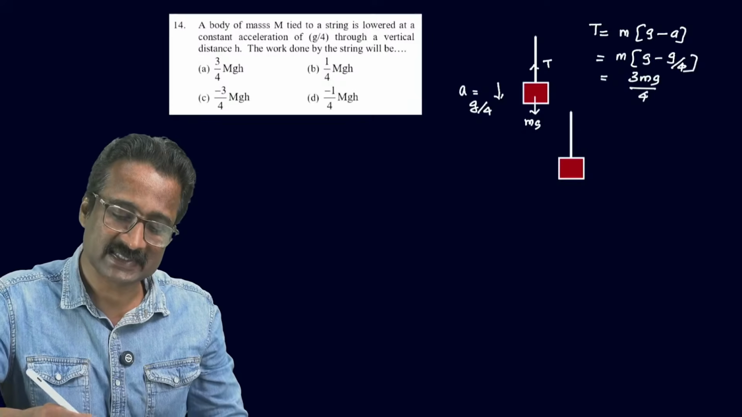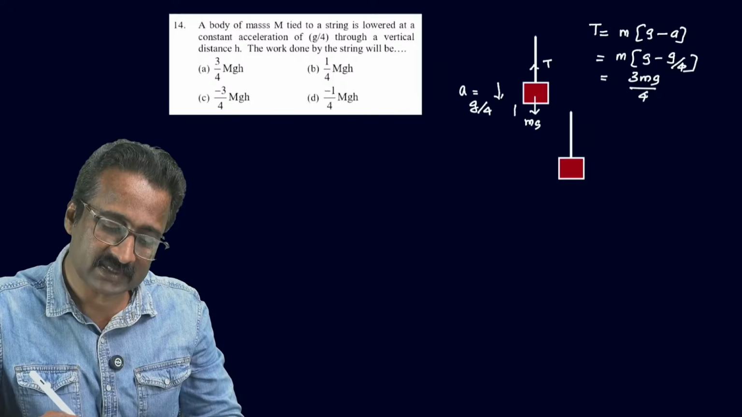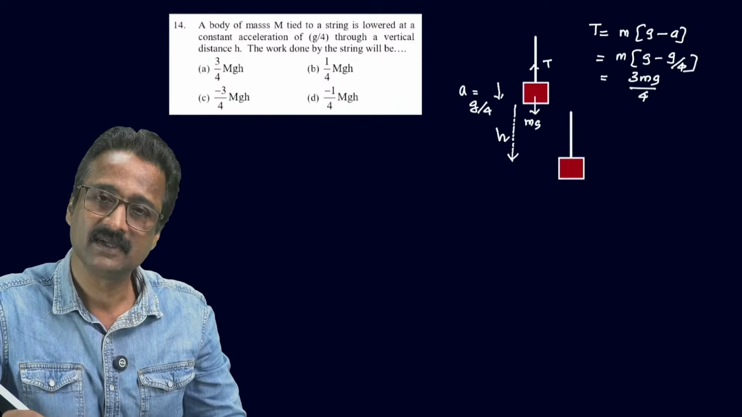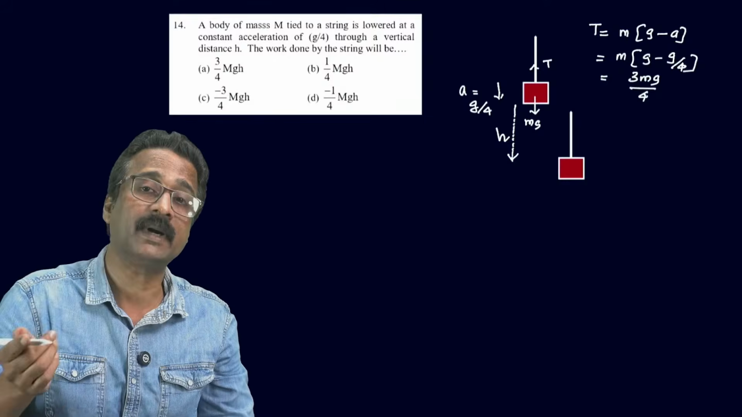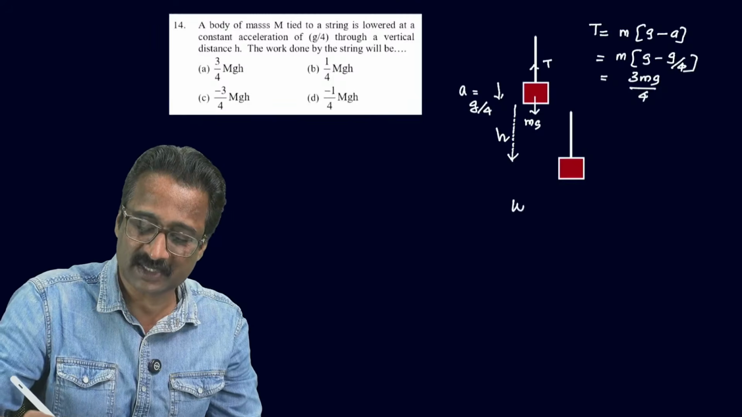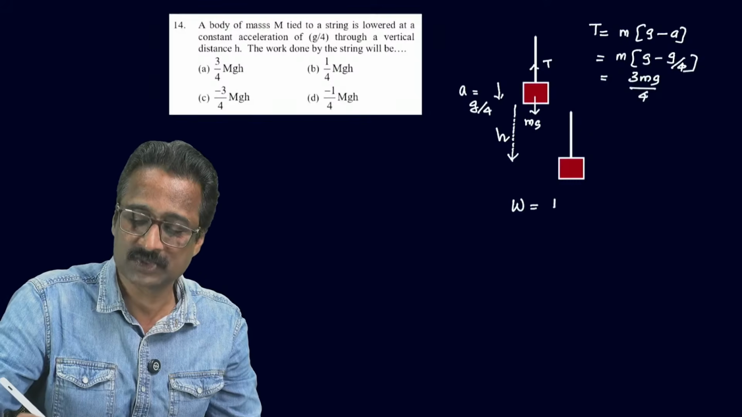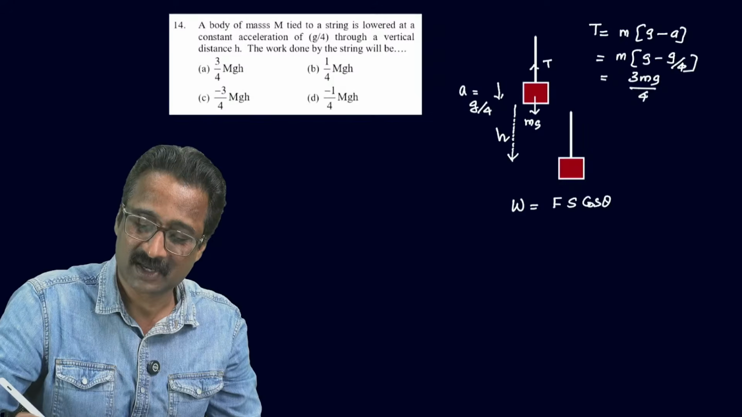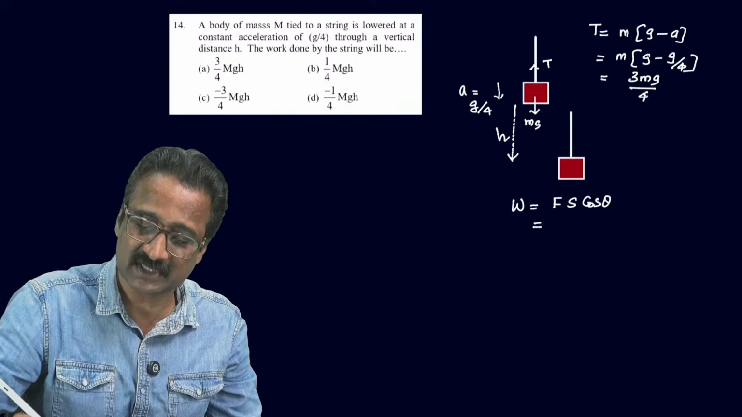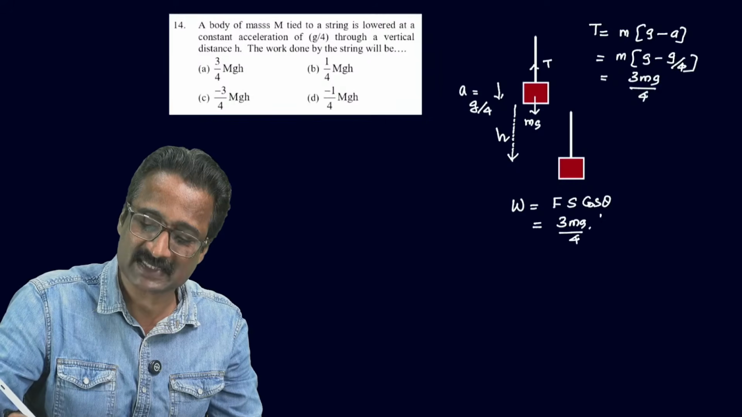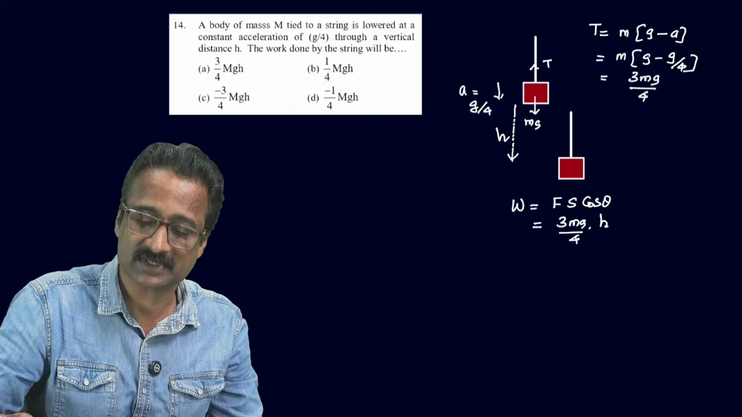Now the question says that in this way the body is allowed to fall through a distance of h. Now the question is, what is the work done by tension? Work done by tension is W equal to force into distance into cos theta. I can say it is Fs cos theta again, but the F here is nothing but T, and that T is 3mg divided by 4. Now S is h here. Now look at cos theta.